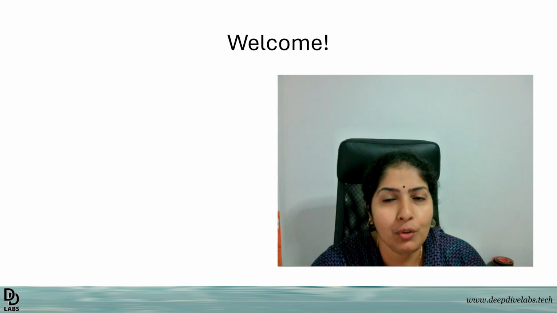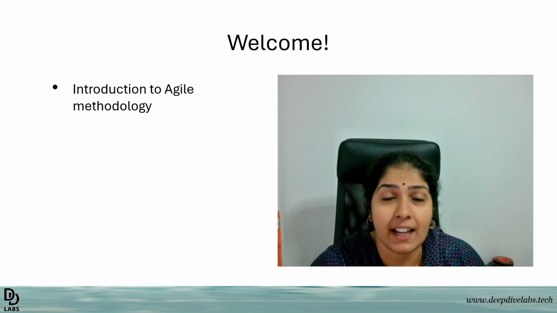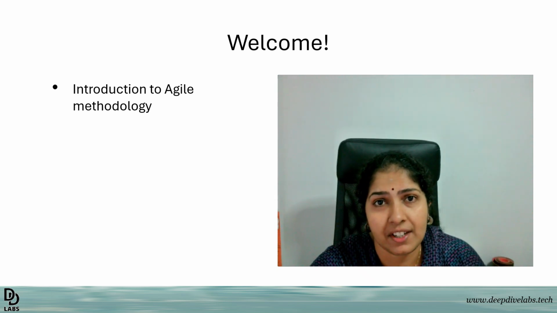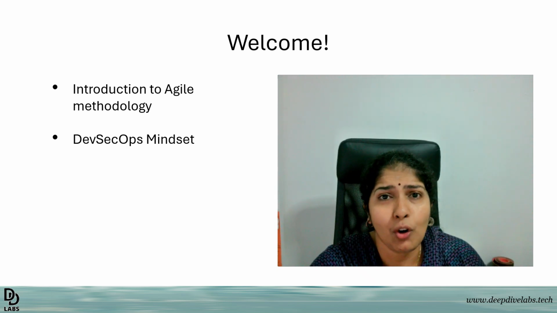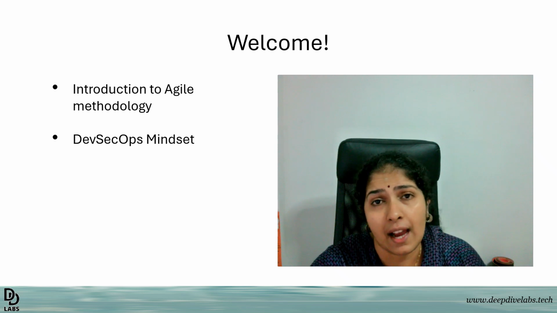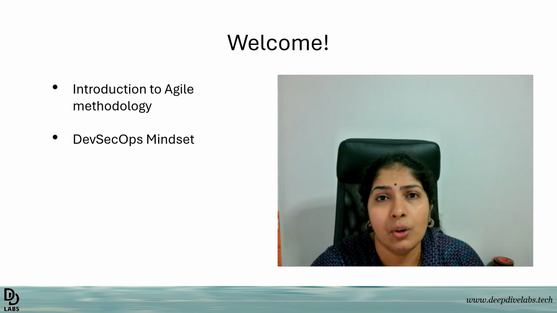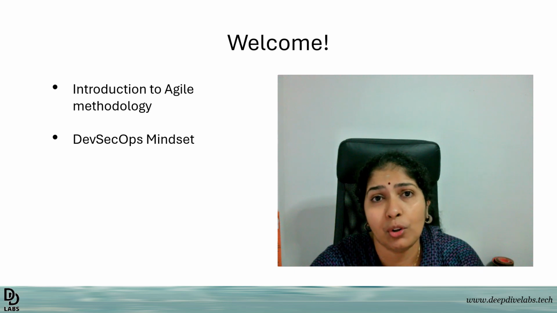So in this module, we are going to get introduced to Agile methodology. How is it different from what was used traditionally, the waterfall technique? We are also going to get familiarized with another term called the DevSecOps. So this DevSecOps also is under Agile, but it's how the development and operation work together with security thrown in. So it's more of a mindset as well. So we are going to talk about the DevSecOps mindset.